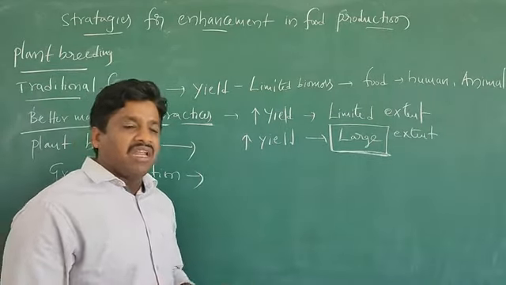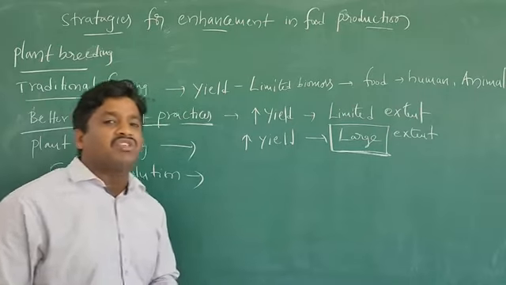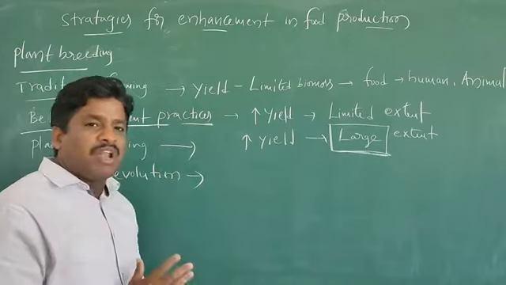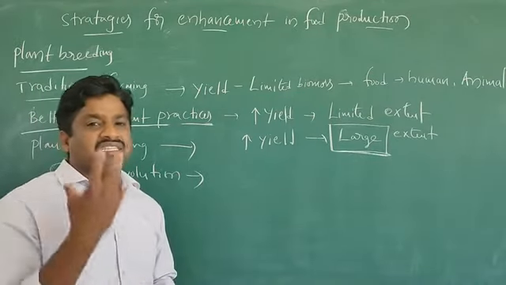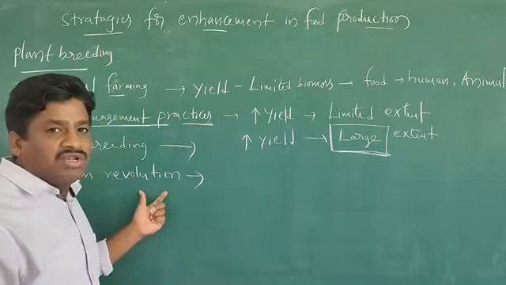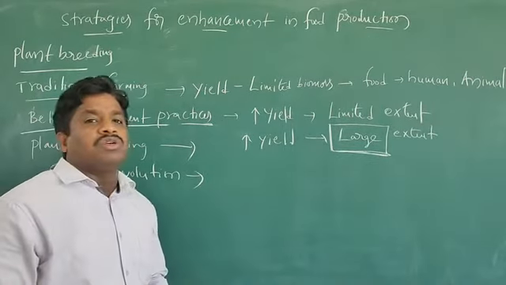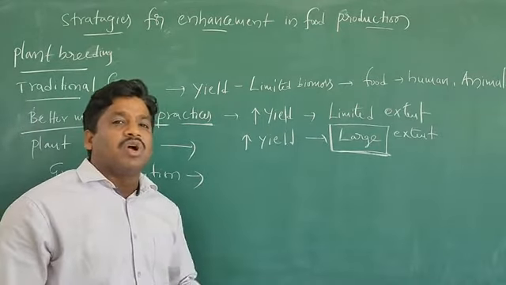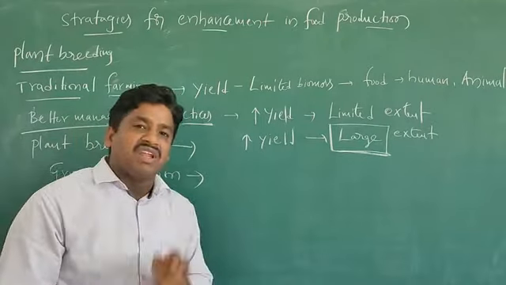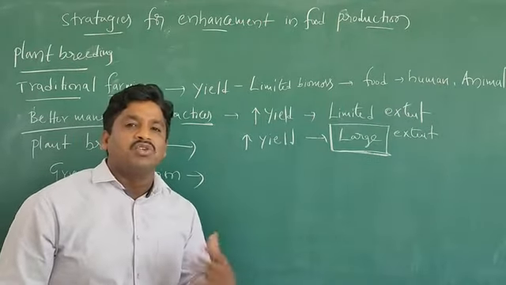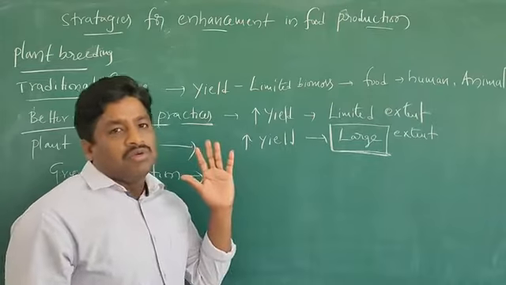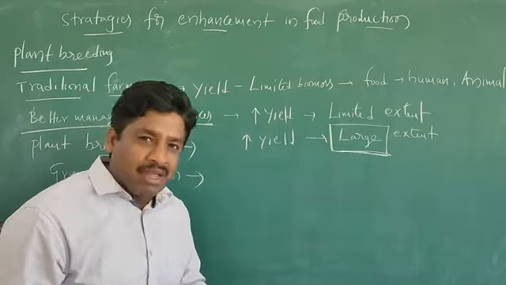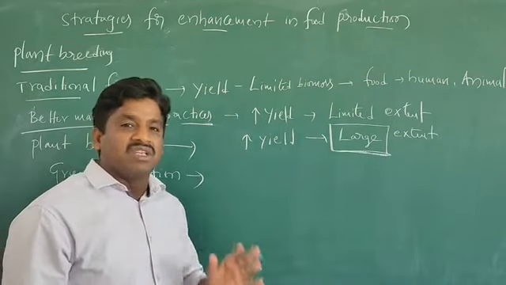Why? Because whenever the green revolution came, the plant breeding techniques were developed, and automatically the yield increased. It was introduced during the 1960s, and at that time the productivity of rice, sugarcane, wheat, jowar, maize, everything was developed. In such a condition, yield increased, and at the same time disease resistant varieties were also developed.